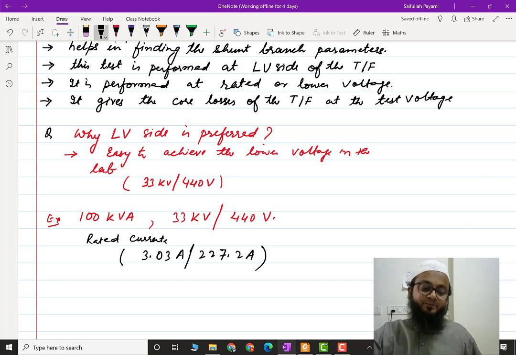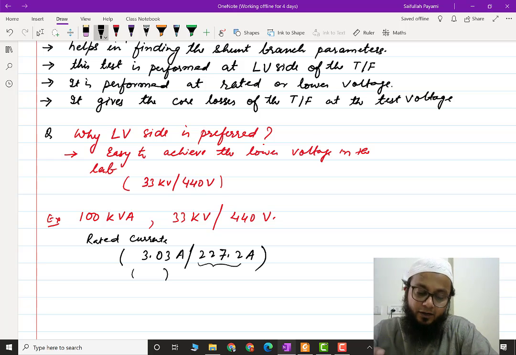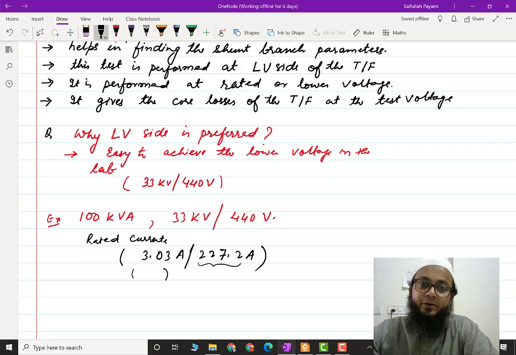Okay, so the no load current would be 2% to 5% of this rated current. Let's say I am assuming 2%. So 2% of 3 ampere would be very small as compared to 2% of 227.2 ampere. So the chances of error become higher, because sensing a lower current is a difficult task.